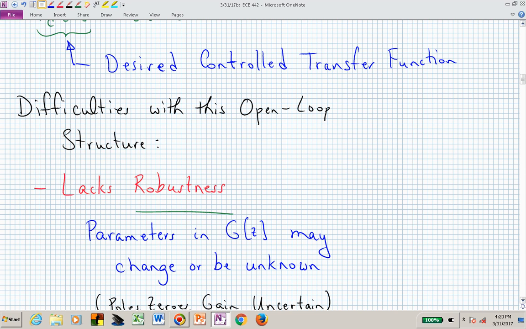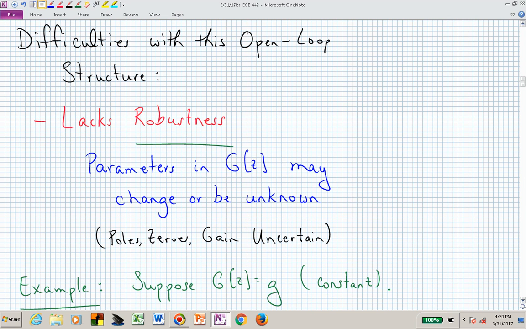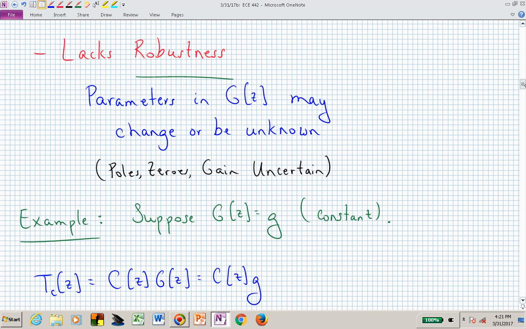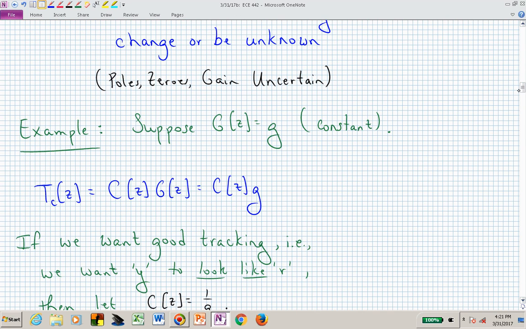By robustness, we mean if some parameters change in our system, will our system still behave the way that we would like it to behave? And if it does not, if changes in the parameters dramatically impact the behavior of our system, then we will say, oh, that system is not very robust. So if we have parameters in our system, G of Z, that are unknown or change, then we may have poles and zeros and uncertainty in our gain. Let's just look at one particular fairly simple example.